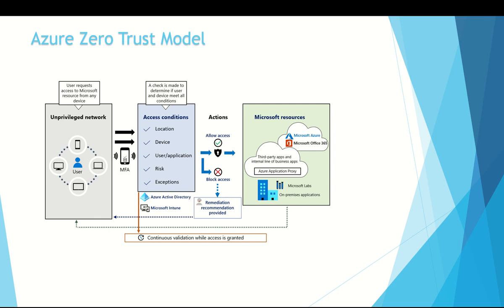Use least privilege access: limit user access with just in time and just enough access, risk based adaptive policies and data protection. Assume breach: minimize blast radius and segment access, verify end-to-end encryption, use analytics to get visibility, drive threat detection and improve defenses.